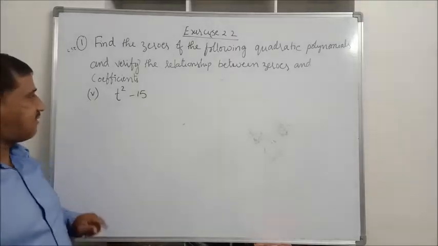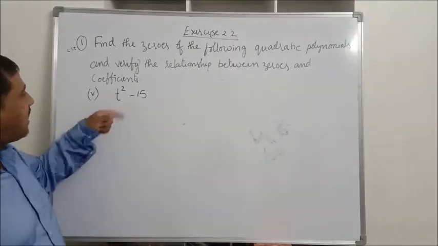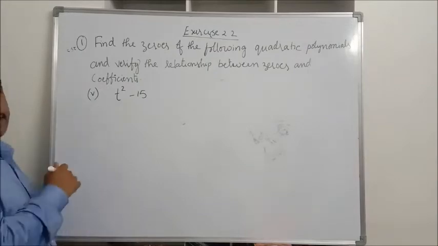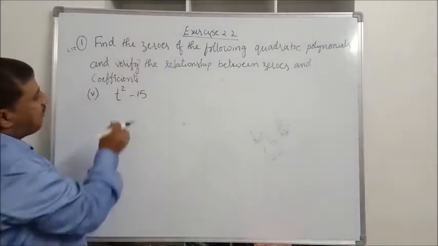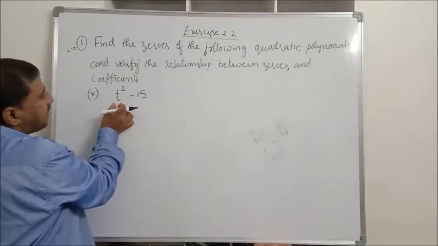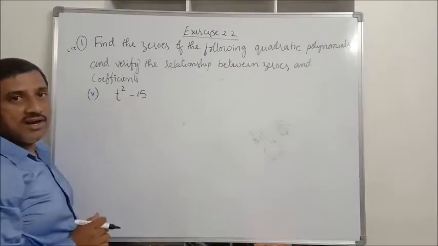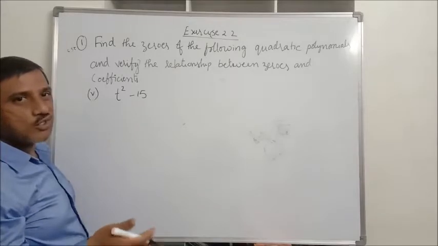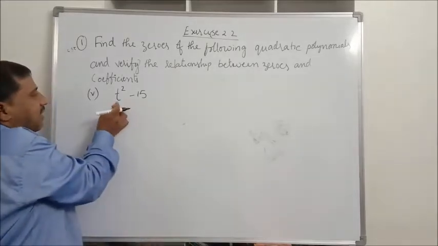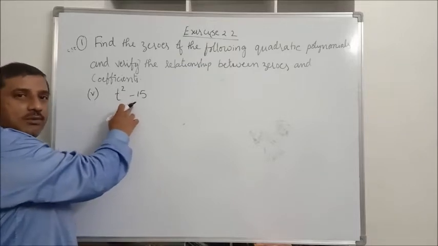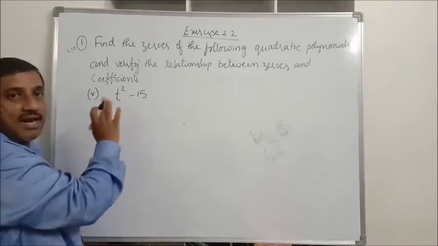Now we will discuss the fifth sum from the same bit. t square minus 15. Here we don't have the middle term. The t square term is there, and we have the constant. There is no middle term, which means its coefficient will be 0. Here, which is the variable? t is the variable. This polynomial is in the variable t.